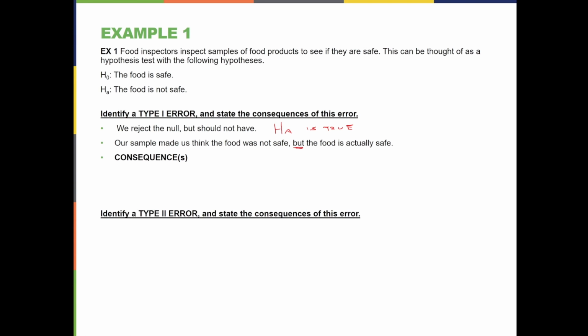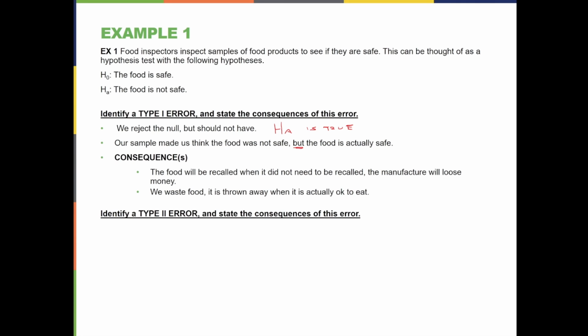If we look at consequences, there's a lot of consequences. So I'm just going to give you two. Maybe you can think of other ones. If we think the food is not safe, the food will be recalled when it did not need to be recalled. That means the manufacturer of the food will lose lots of money. Another consequence you could give is that we waste food. It is thrown away when it's actually okay to eat.